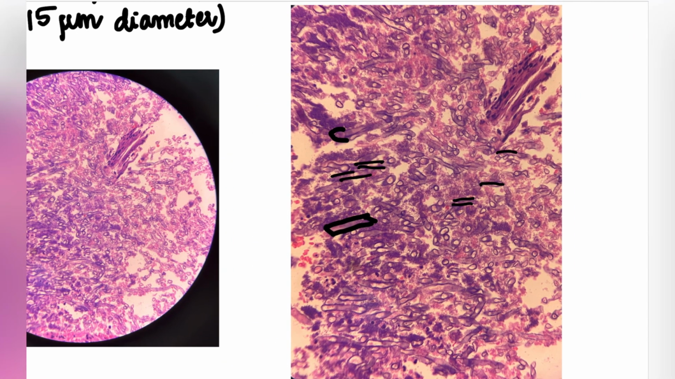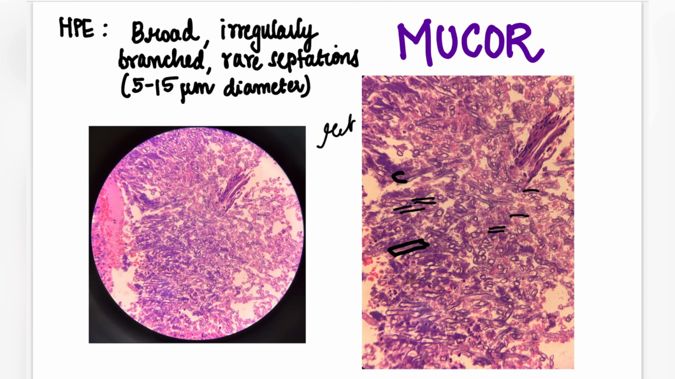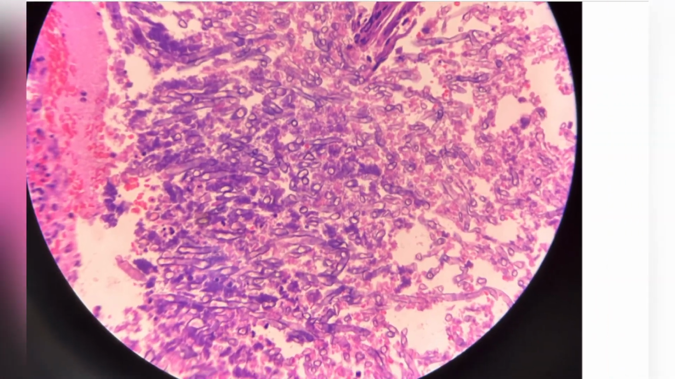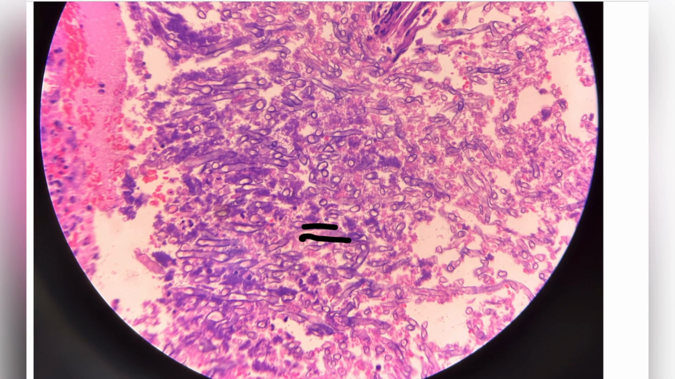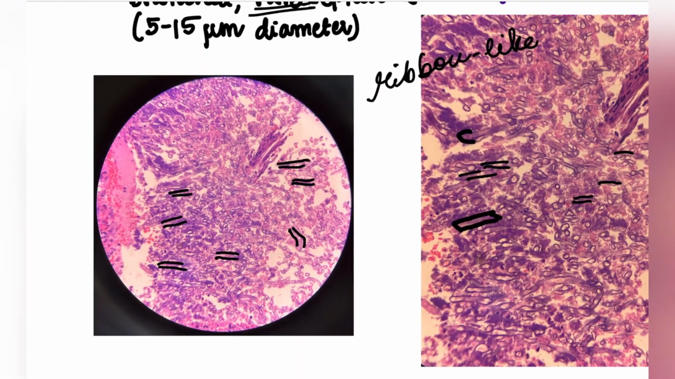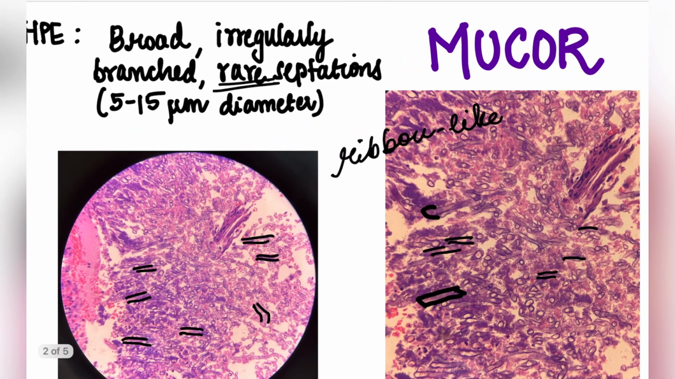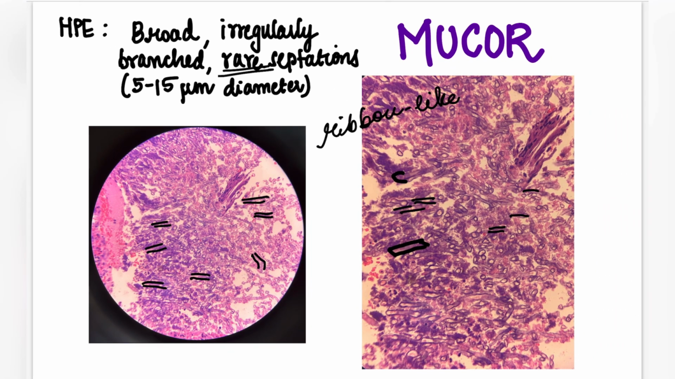And they are also termed as ribbon-like, and they may have rare septations. So if you see aseptate or rare septations, it is mucor. Again, this is another image, broad-based. Here also broad-based, ribbon-like, rarely septate. So I think you can identify it right now. What is the diameter of this fungus? It is 5 to 50 micrometer in diameter.